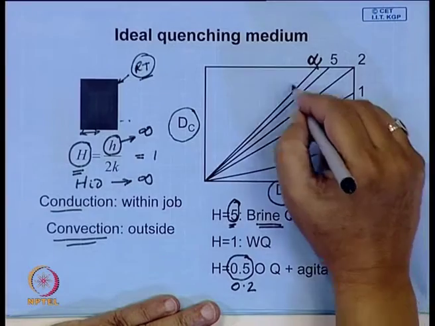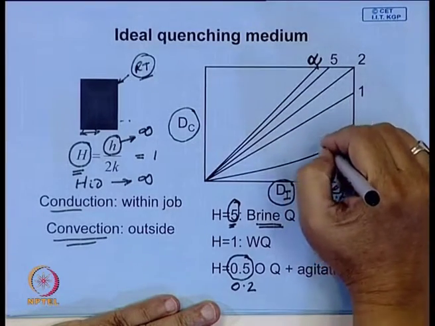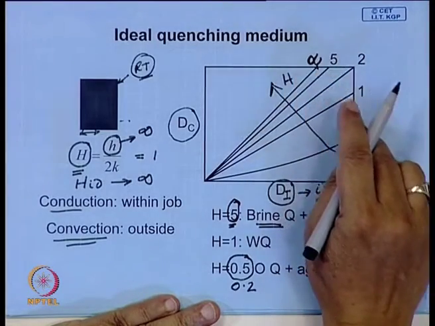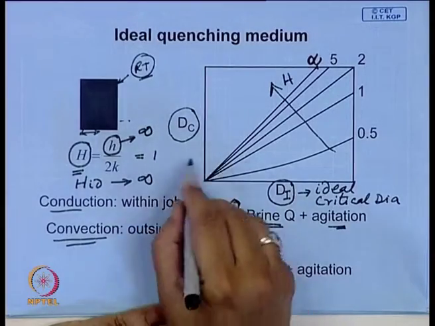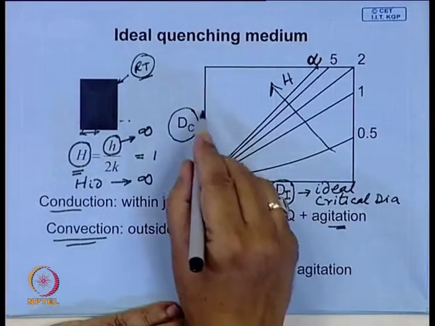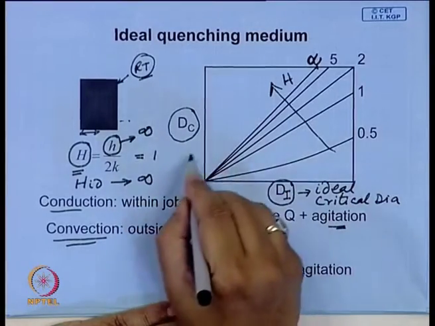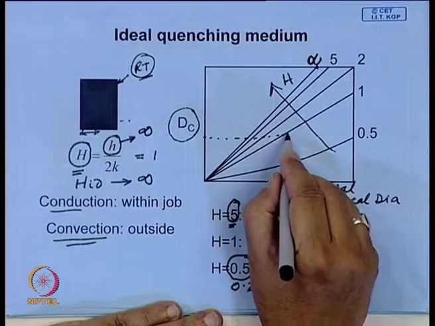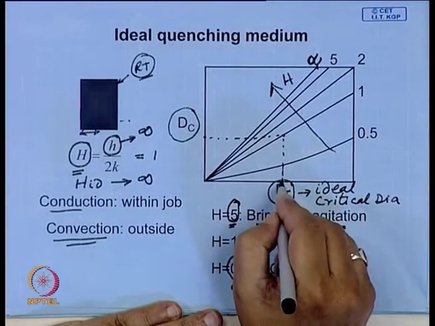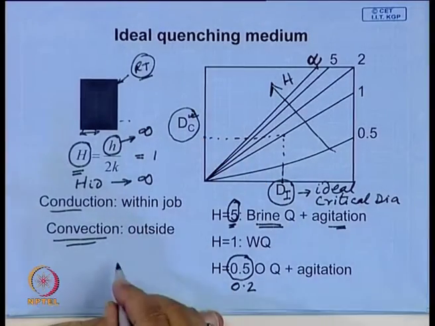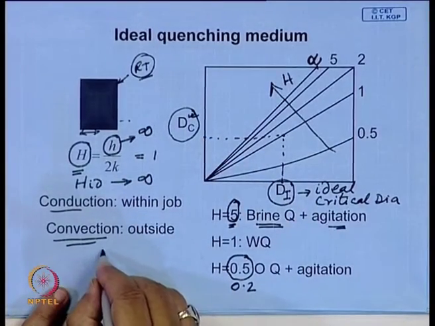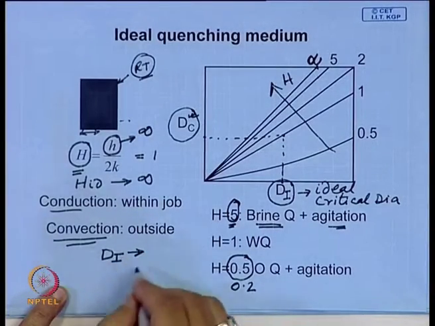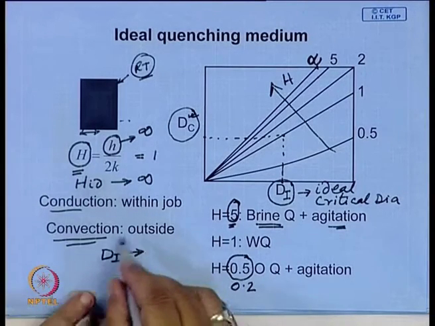As the quenching severity decreases, H is increasing in this direction. If you have found out this critical diameter by, let us say, water quenching, then the ideal critical diameter will be higher than dC. So, in all cases, the ideal critical diameter is the maximum dimension of the job.